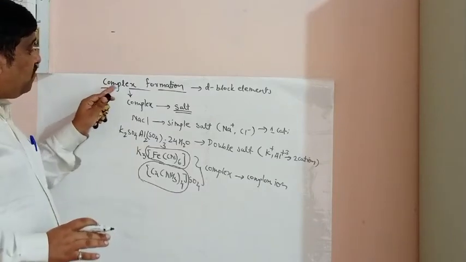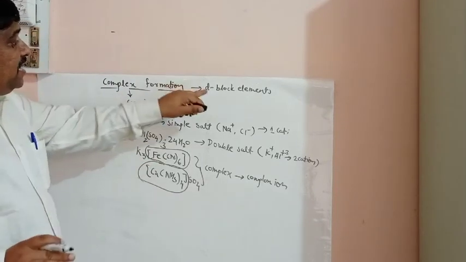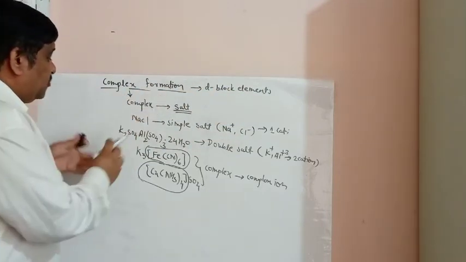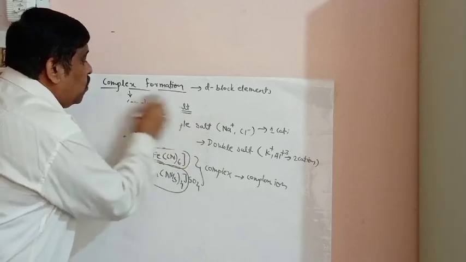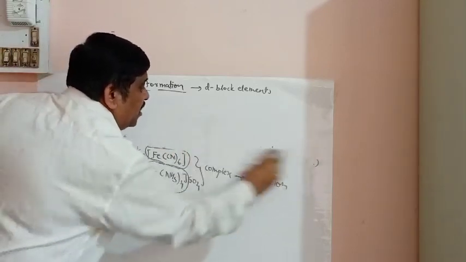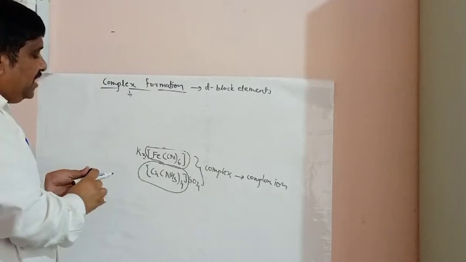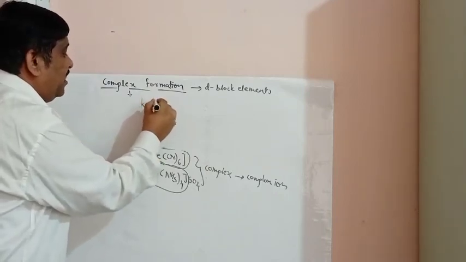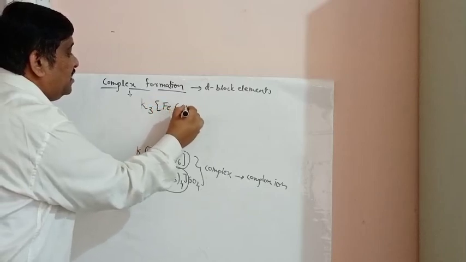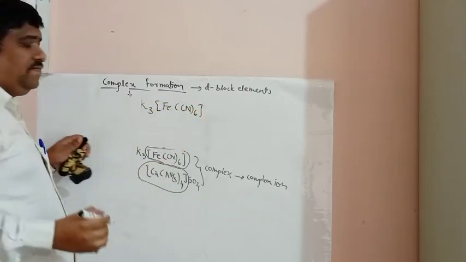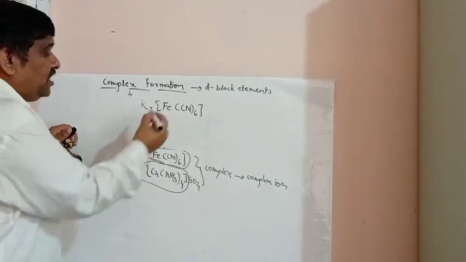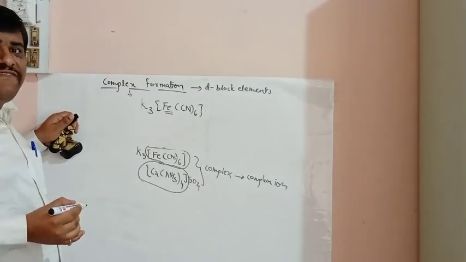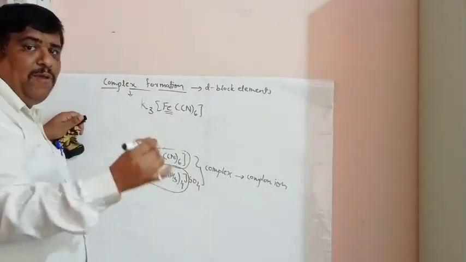Now our point of discussion is that d block elements give the complex formation. So now I will concentrate only on the complex compounds. You have two complex compounds, one is K3[Fe(CN)6]. So I will write once again, K3[Fe(CN)6], correct? In this complex compound, you are going to have Fe. What is Fe? Fe is a d block element.